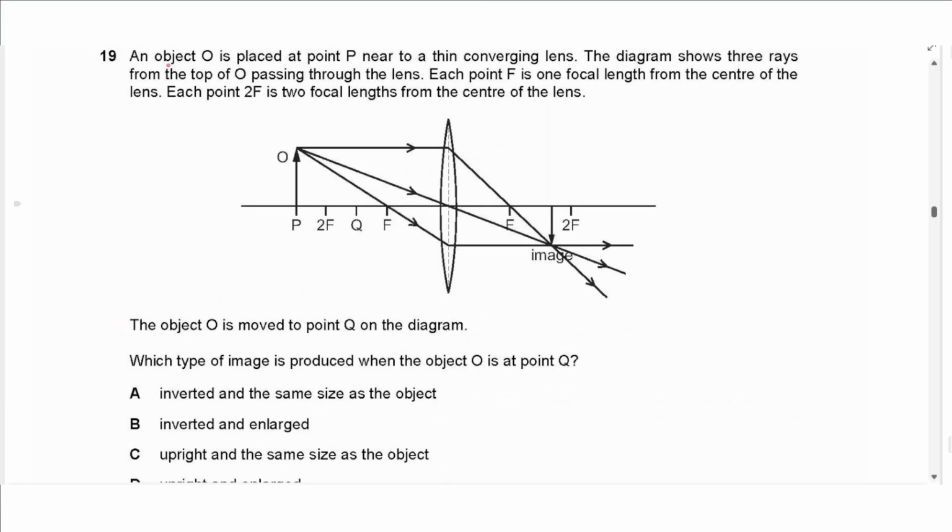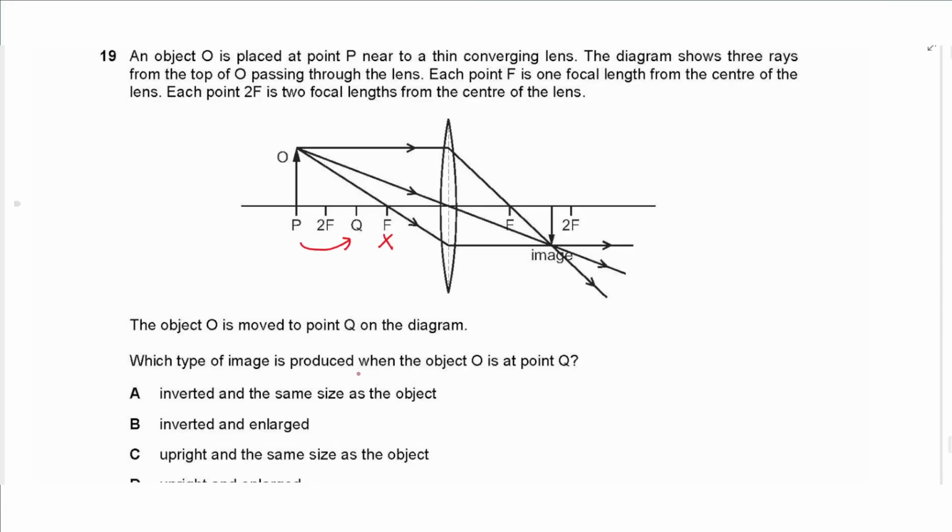Question 19 says, an object O is placed at point P near to a thin converging lens. The diagram shows three rays from the top of O passing through the lens. Each point F is one focal length from the center of the lens. Each point 2F is two focal lengths from the center of the lens. The object O is moved to point Q, so the distance decreases, but we haven't reached the point F yet. After point F, the image becomes virtual and upright.